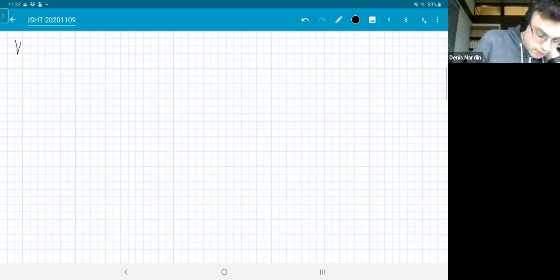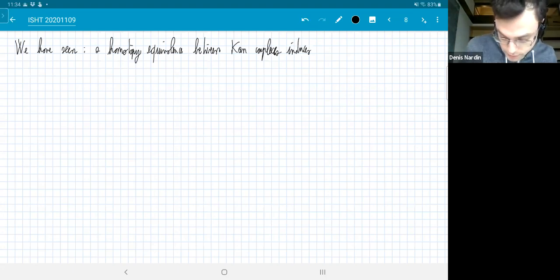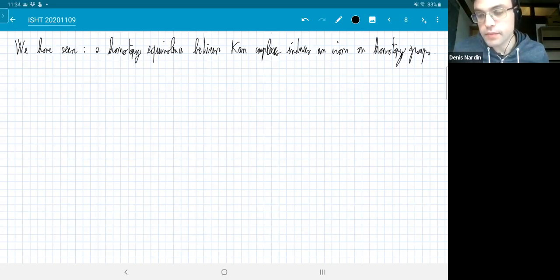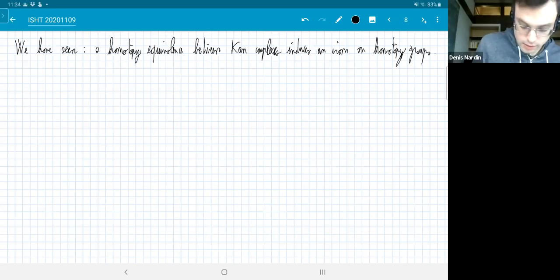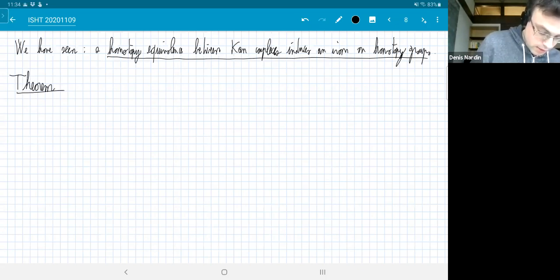So we have seen the upshot of this whole story: a homotopy equivalence between Kan complexes induces an isomorphism on homotopy groups. Okay. I want to prove a vice versa, and I want to prove something more. So let me state the major theorem.